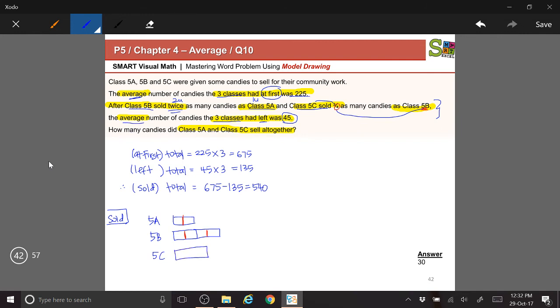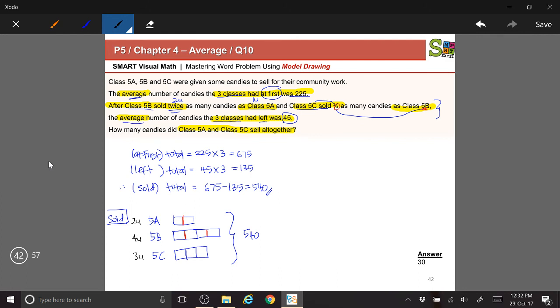Okay, I hope you can follow and understand, right? And all of this now is the sold, isn't it? The sold here we found out is already 630. So we can see some equivalents here. Now we can safely say 5A is 2 units, 5B is 4 units, 5C is 3 units.